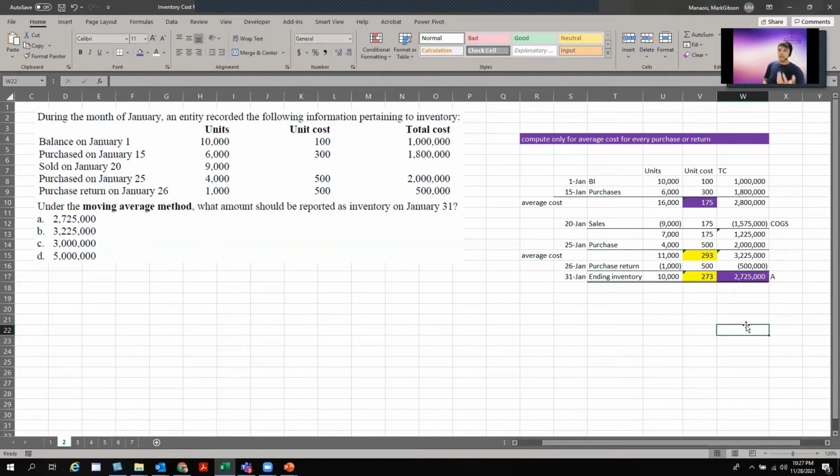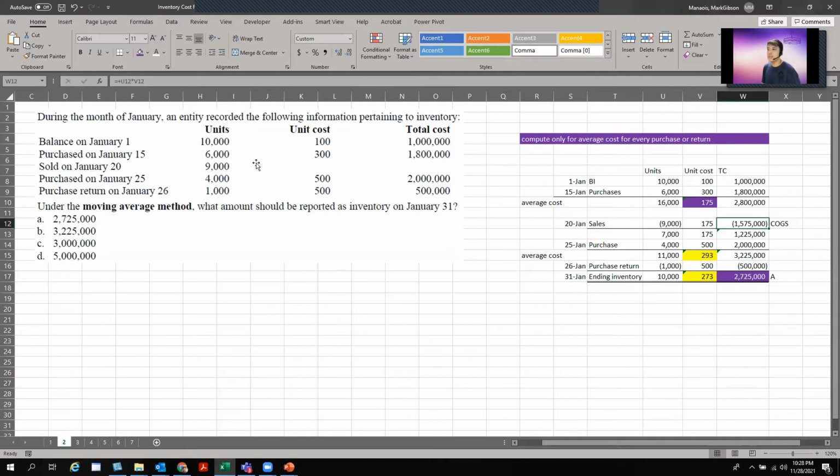Oh, class, what if there's another question? So how much would be your total cost of goods sold? Of course, all we have to do is add. Magkano ba yung total sales made? So in this case, there's only one instance where we sold 9,000 units on January 20. Ito lang naman yung nag-iisang sales transaction natin. So in that case, total cost of goods sold would be 1,575,000 pesos.